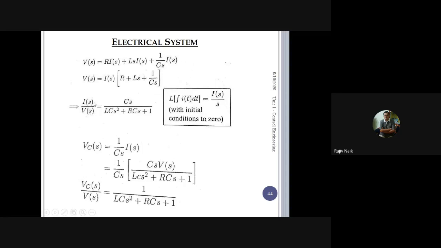Output divided by input is equal to 1 upon R plus Ls plus 1 upon Cs. If you take Cs as LCM, the denominator becomes RCs plus LCs square plus 1 over Cs, and the common denominator Cs goes into the numerator. So taking the reciprocal, it is Cs upon LCs square plus RCs plus 1. This is how we have taken the case.